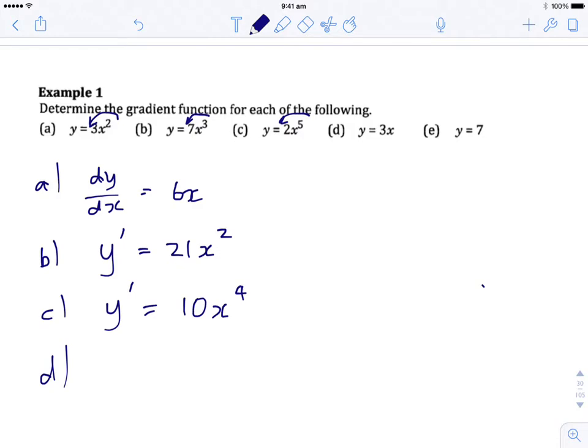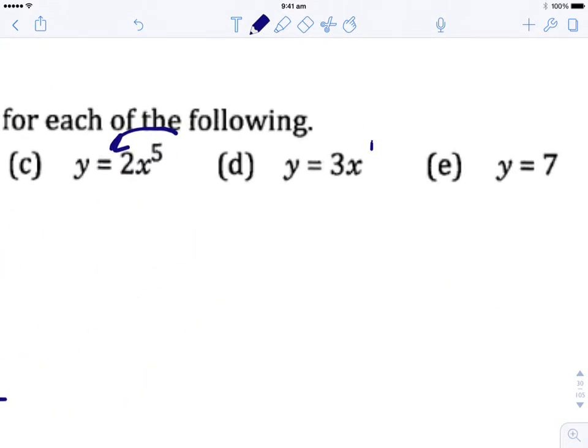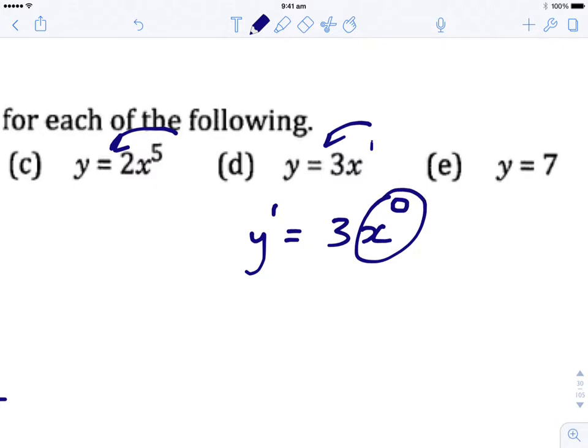For D, y equals 3x, that really is 3x to the power of 1. So we bring the number down the front, which gives us 3 times 1, which is 3. We subtract 1 from the power. 1 minus 1 is 0. And we know that anything to the power of 0 is 1. So the derivative here is just 3.